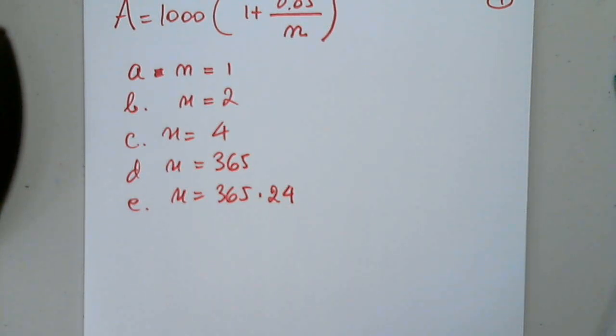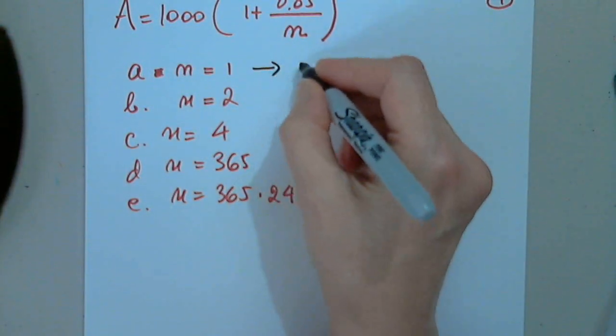You gave me 1, you gave me 2, you gave me 4, you gave me 365, and you gave me 365, and the calculator will do this times 24 hours a day. I have to go back up, I have to go to the right, I have to highlight each and every number, and then I will write down my answers.